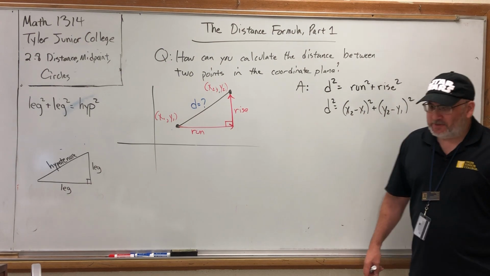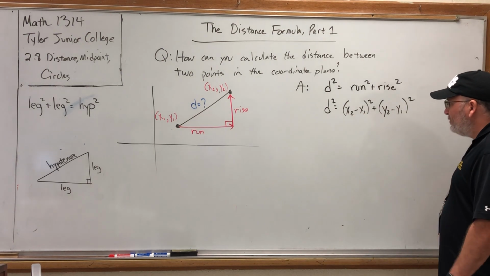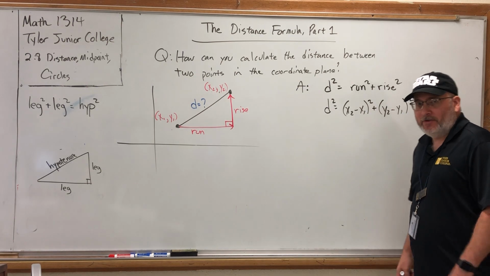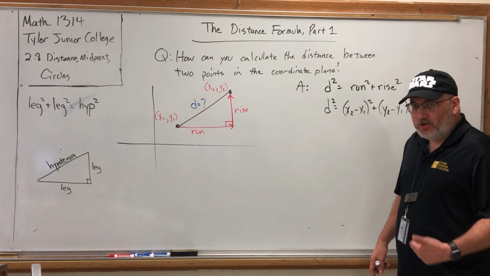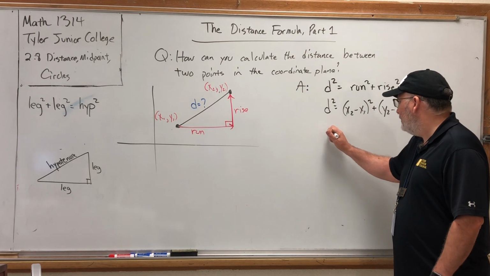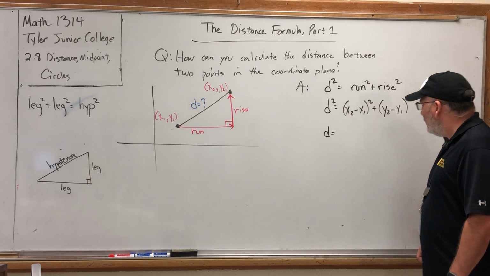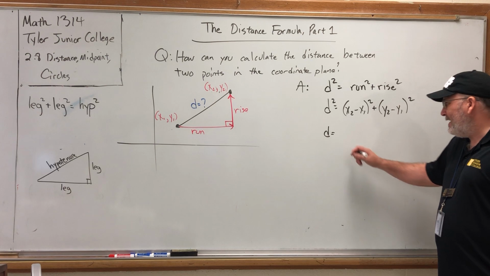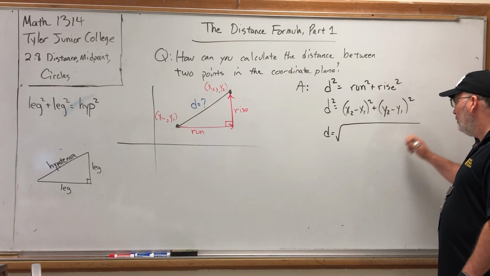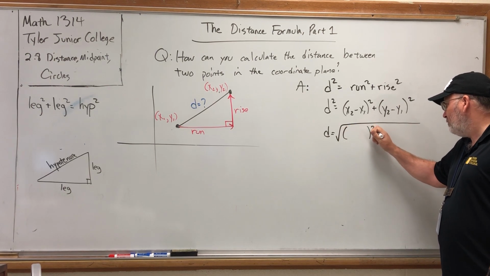We've been down this path before. What can I do to both sides to get the d by itself, to get rid of the square on it? Answer, square root both sides. If we square root the left side, we get just d. But if we square root the right side, we can't cancel the squares. We cannot cancel the squares.